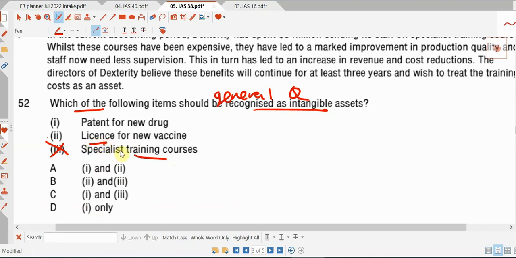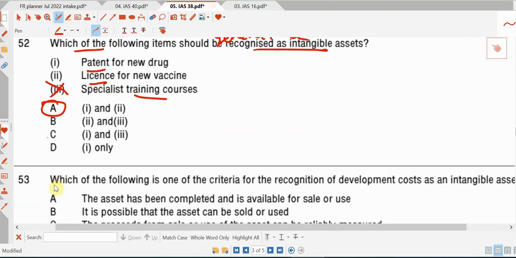License, okay. Patent also okay, right? My notes mentioned about this just now. So 1 and 2 looks good. It can be recognized as intangible asset. Okay, that's great. Let's move on. Question 53.